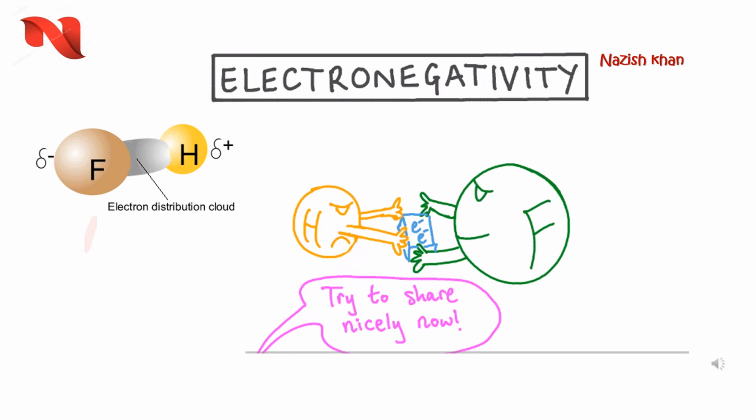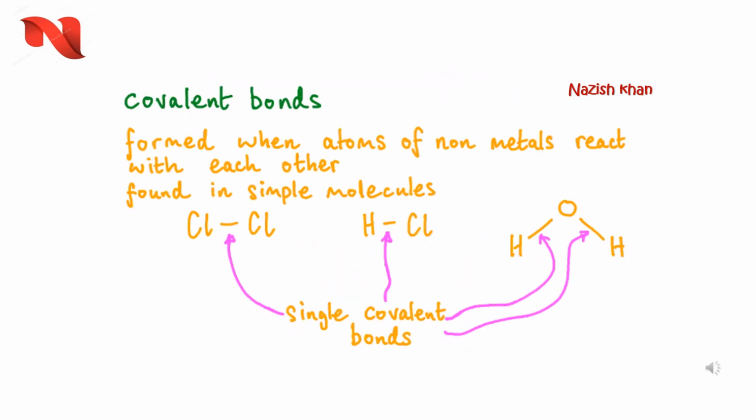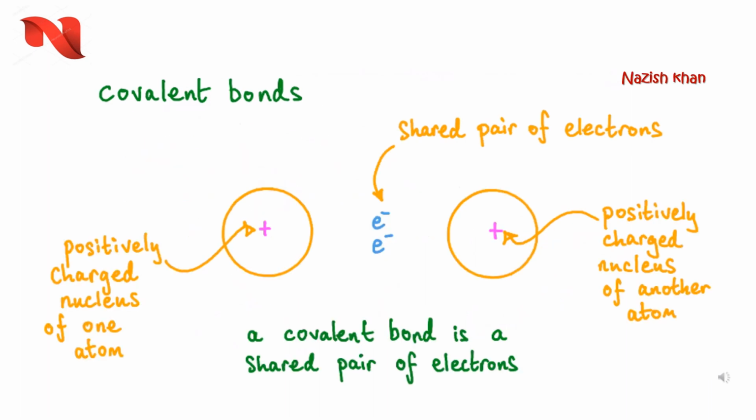So let's begin, students. When atoms of nonmetals react with each other and bond together, covalent bonds are normally formed. These covalent bonds are widely seen in simple molecules and they hold their atoms together, students. So what causes the atoms to be attracted to one another?